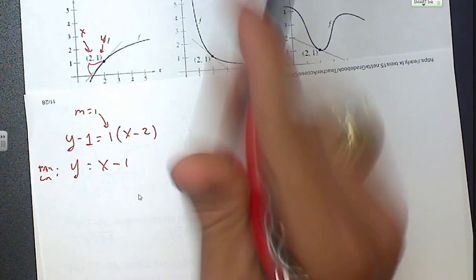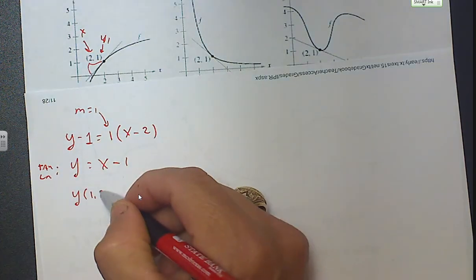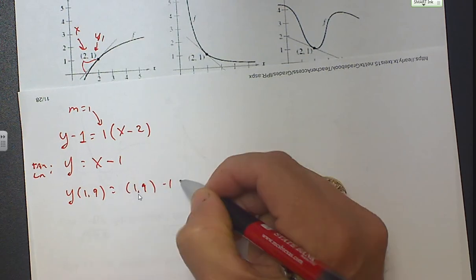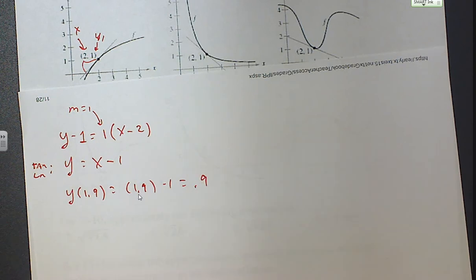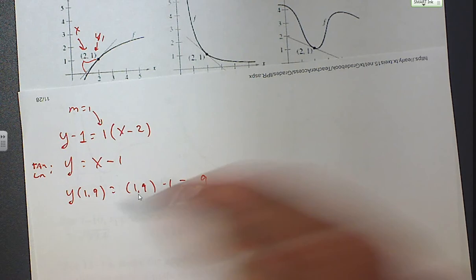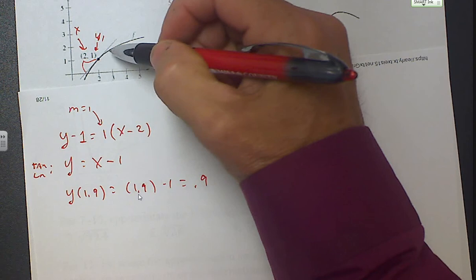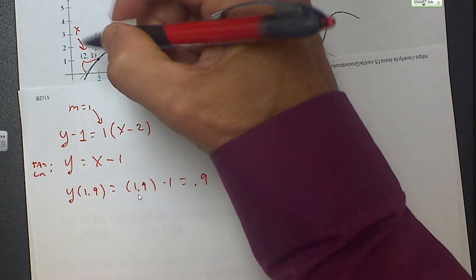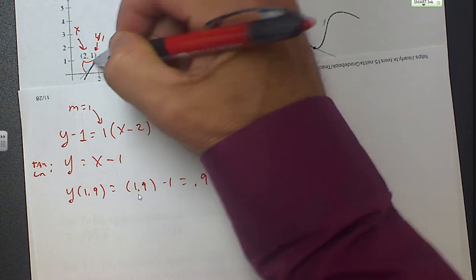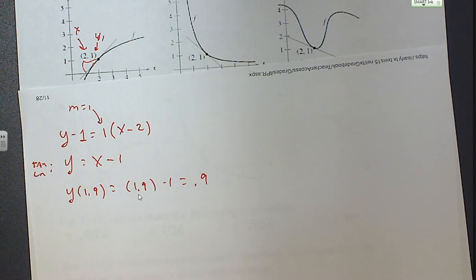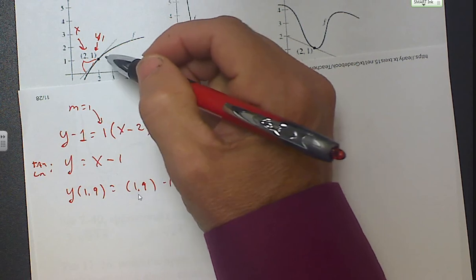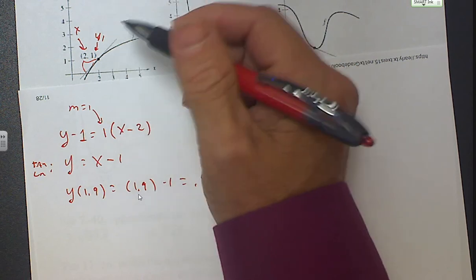So tangent line, so y of 1.9 equals 1.9 minus 1, which is 0.9. What we're saying is that this tangent line has a y-coordinate of 0.9 when x is 1.9, and we're using that to approximate the curve. Is that exactly the value of the curve? No, it's not, is it? Is it above the curve or below the curve? Above. It's an overestimate.